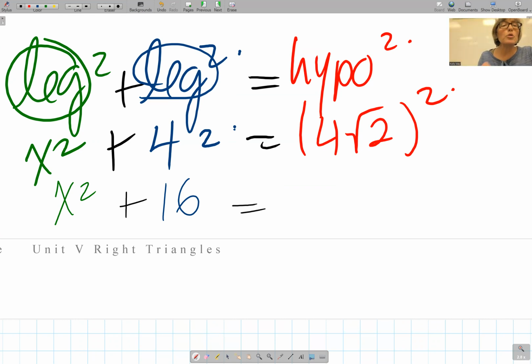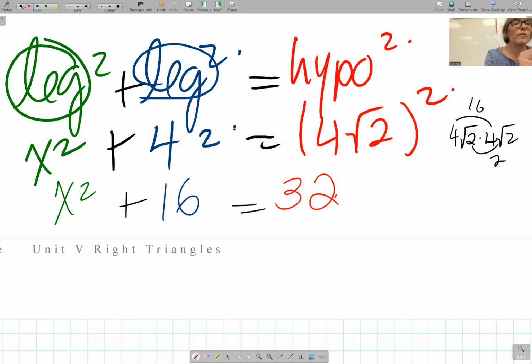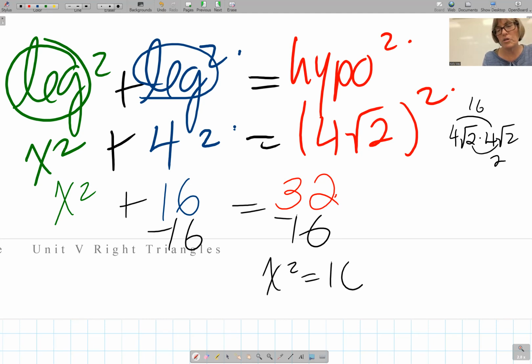4 root 2 times 4 root 2. We're going to do this in the margin. 4 root 2 times 4 root 2. 4 times 4 is 16. Root 2 times root 2 is 2. 16 times 2 is going to be 32. Minus 16 both sides. We have x squared equals 16, square root. And our unknown leg here is going to just be 4.